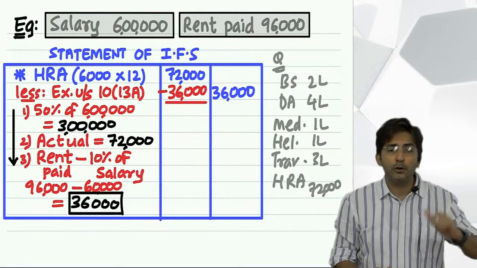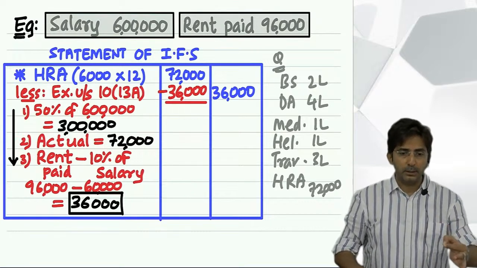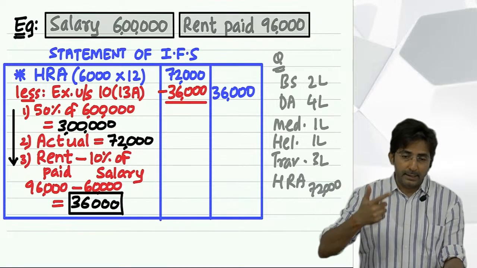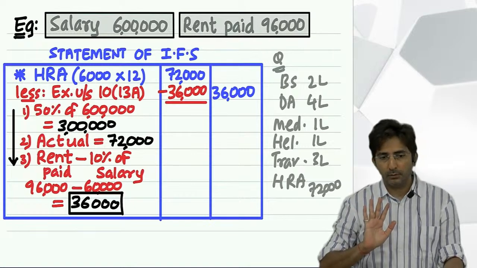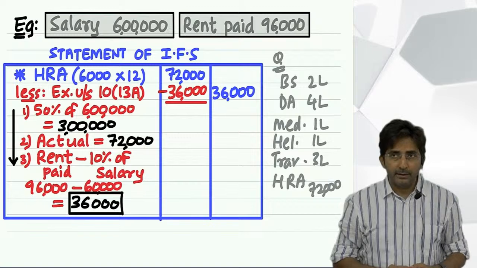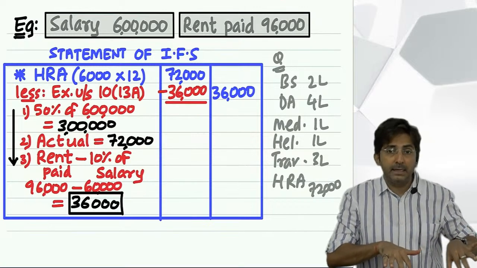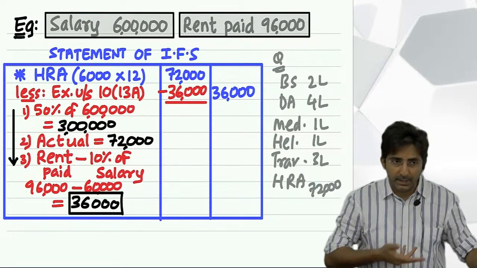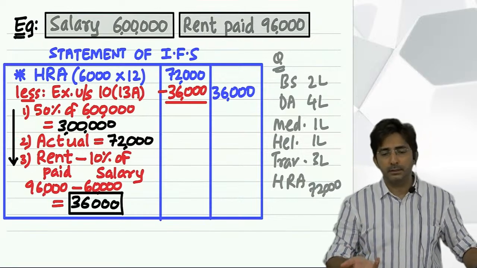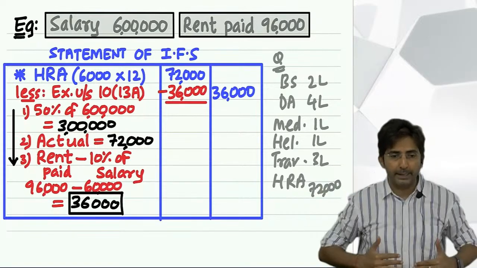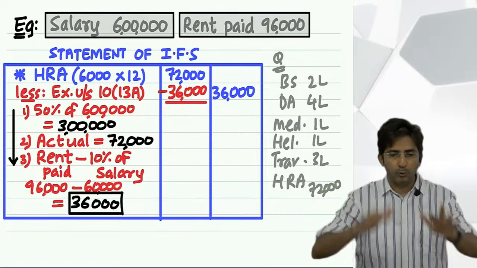And tell me, what is the formula? 50% of salary, which means basic salary, DA and turnover commission. Okay. Then actual amount received. Then rent paid minus 10% of salary. And here salary again means basic salary, DA, turnover commission. This way you will calculate three amounts, and out of the three you have to take whichever is less, whichever is lower will be deducted.